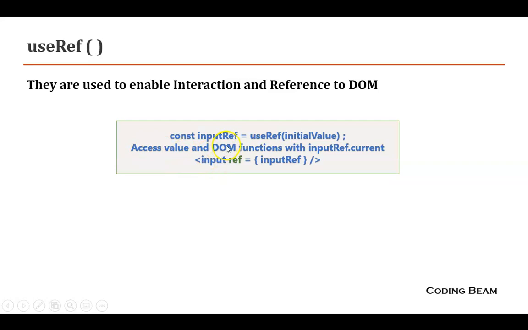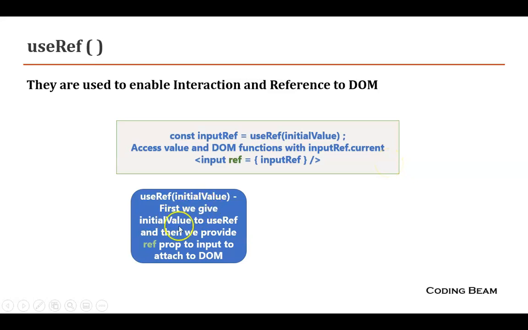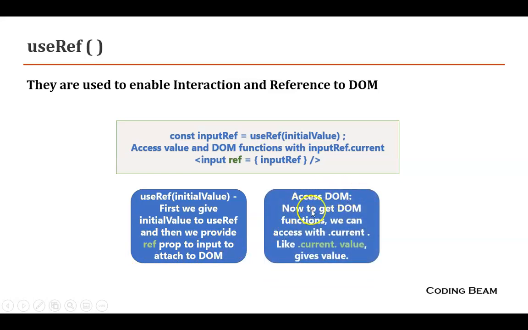To access the value and the DOM functions, we have to use the input ref, and it has a property of current which has all the DOM functions in it. So we have to access the DOM functions from inputRef.current and then the DOM function. First we give the initial value to the useRef hook, and then we provide the ref prop to the input to attach that input to the DOM. Then to get the DOM functions, we access them with .current and then anything like focus, blur, or anything. Like we have .current.value that will give the value of this input ref.